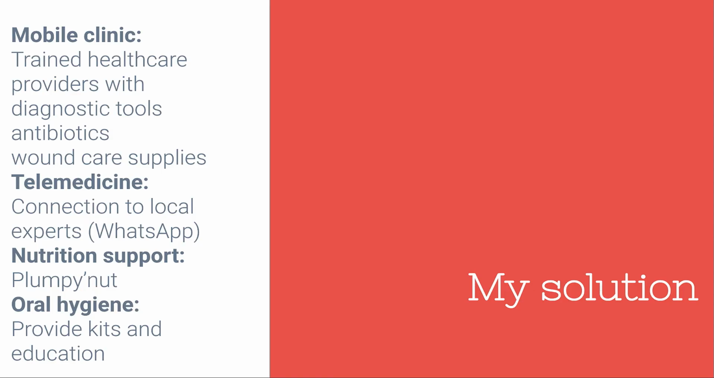So my solution is a mobile clinic with trained healthcare providers who have diagnostic tools, antibiotics, and wound care supplies for kids who are diagnosed with the disease, and a telemedicine line with a connection to local experts in a nearby hospital. That's via WhatsApp. The nutrition support will come in the form of Plumpy Nut, which is a product to give lots of calories and nutrition quickly to kids who are at risk. And they will also provide oral hygiene kits and education to kids in at-risk areas.